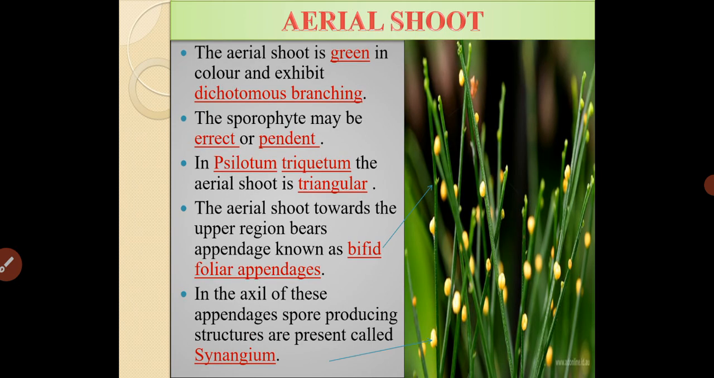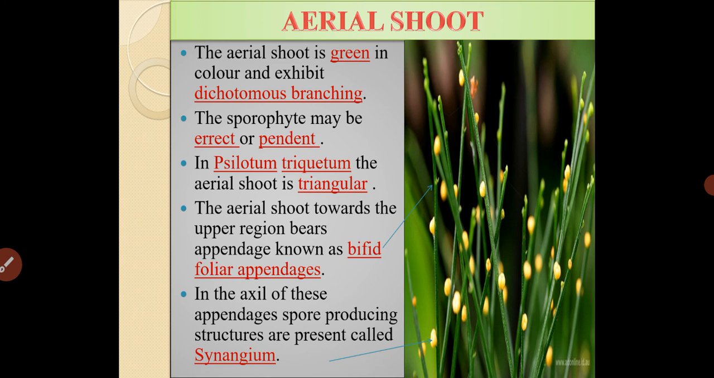Let us move towards the aerial shoot of the sporophyte. The aerial shoot is green in color and exhibits dichotomous branching. The sporophyte may be erect or pendant in condition. In Psilotum triquetrum, the aerial shoot is triangular. The aerial shoot towards the upper region bears appendages known as bifid foliar appendages. In the axils of these appendages, spore producing structures called synangia are present.